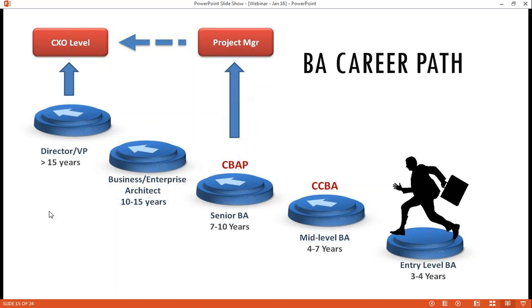You could be the director or VP. I'm not trying to create a very rosy picture here, but generally this is the path that a BA should follow. Of course, there are a lot of other options which open as a BA. It may not be that once you start as an entry level BA, then in 15 years you have to be the director. No. It's just that as a BA, once you get to a position where you have multiple options that have opened, you have the option to choose where you want to go.